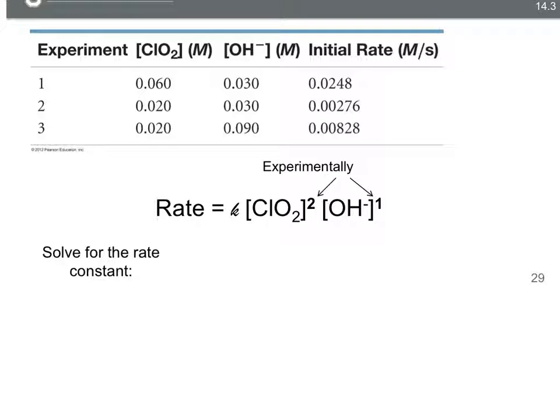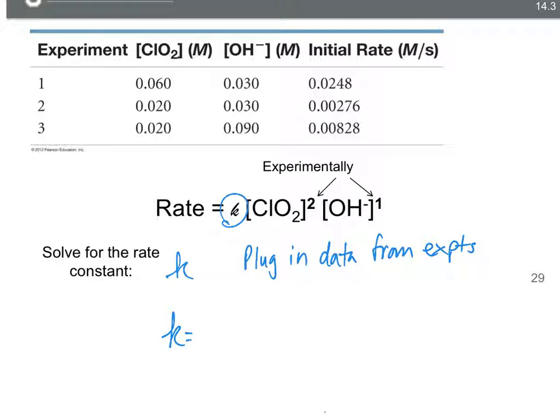So this is just the table from the previous slide using the same reaction, and we experimentally determined the order for each reactant. And now what we can do is solve for the rate constant K. The way we do that is we plug in data from any of the experiments. I'm going to set my equation equal to the rate constant K, so we'll divide both sides by the concentrations of reactants.